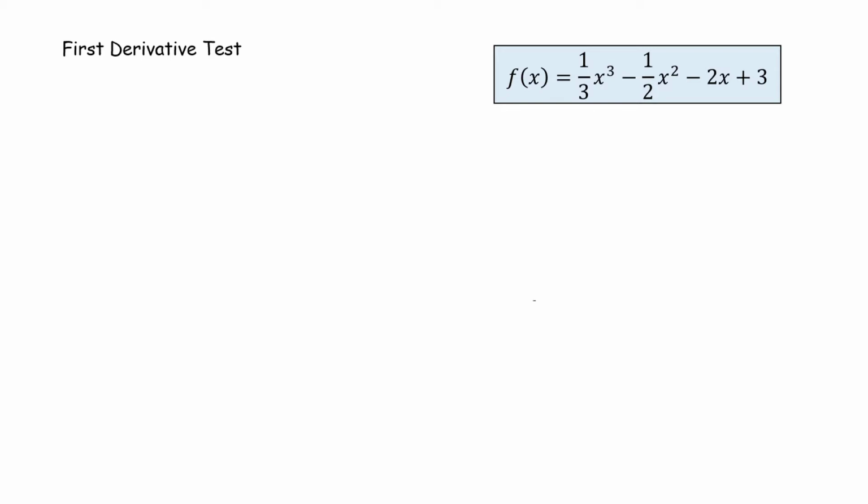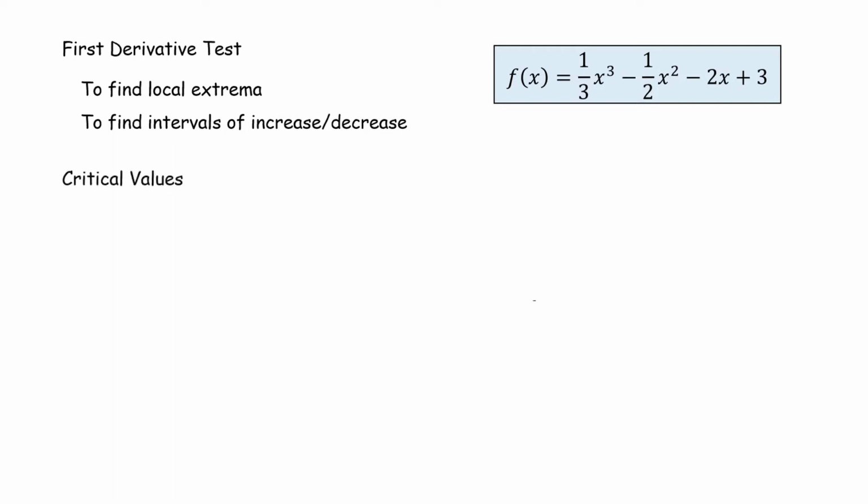We'll continue with the first derivative test. The first derivative test can be used to find the local extrema and also define intervals of increase and decrease. Regardless of the derivative test you choose, the first derivative test or the second derivative test, we begin by finding the critical values. Critical values are where the first derivative equals 0 or where the first derivative does not exist. Let's begin by finding the derivative.